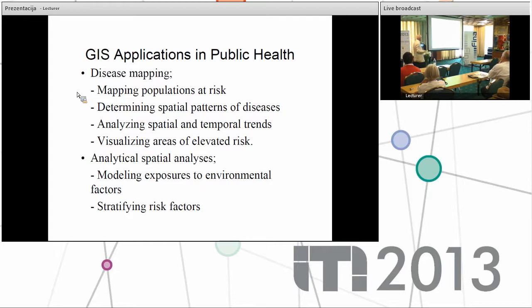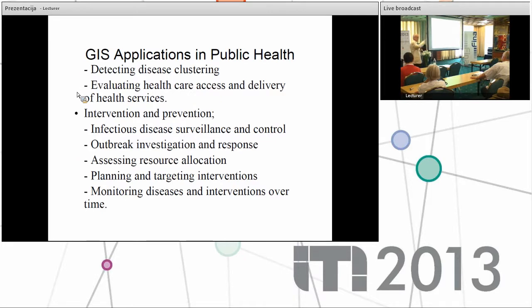And then we can use it for not only mapping, but spatial analysis and modeling of exposures to environmental factors. So actually modeling the environmental factors, as I said, taking all of the data over space and in different times, and you can stratify these different risk factors. You can detect disease clustering. There are many biostatistical approaches for assessing this type of clustering.